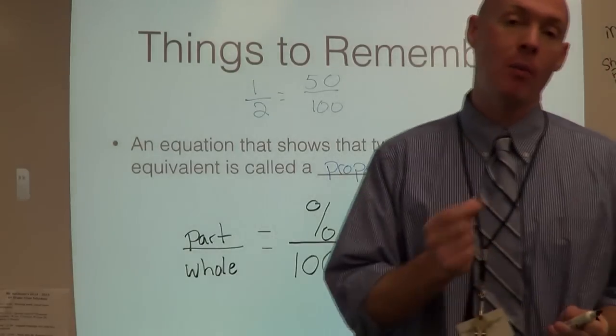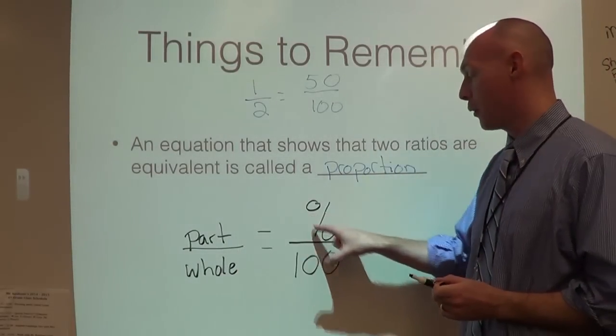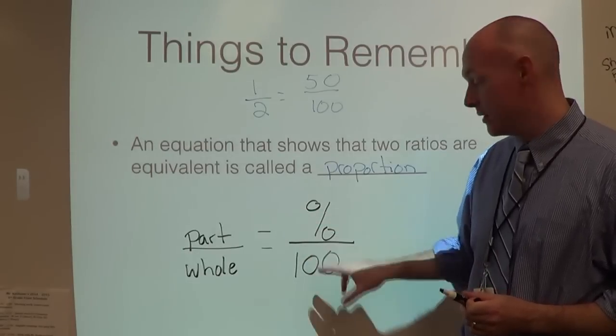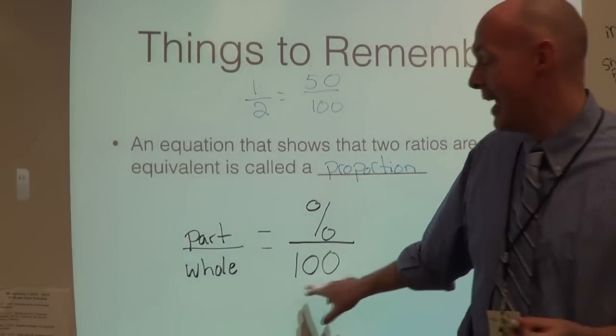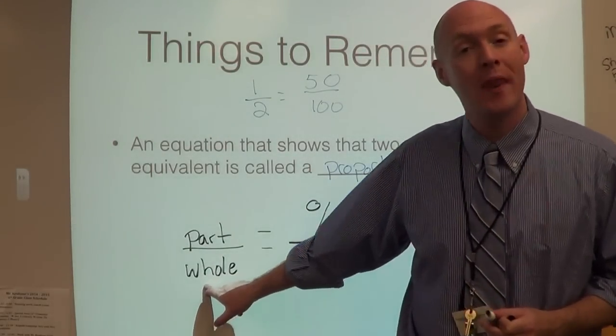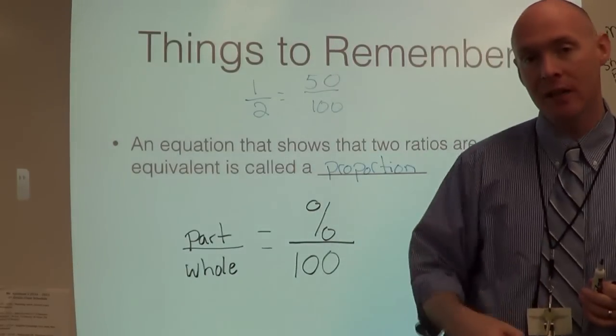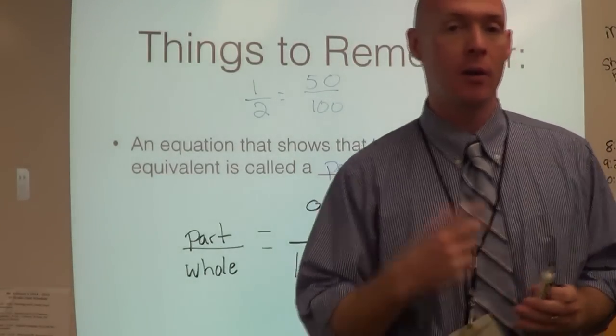So essentially today what we're going to do is we're going to be given three numbers. We're going to be given the part, we're going to be given the percent, and it's always going to be over 100. And it's going to be our job to figure out what that mystery number or what the whole piece is. I'm going to give a few examples and then I left two for you to try on your own. So let's look at it.